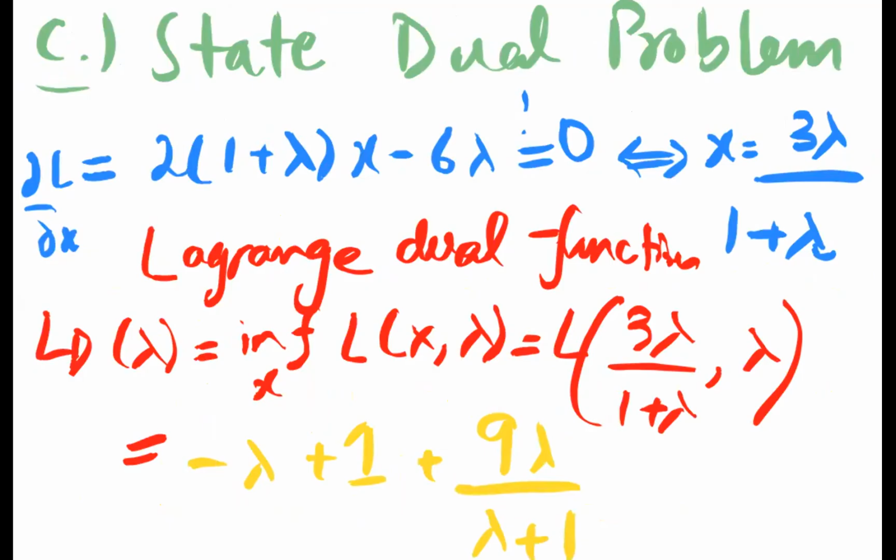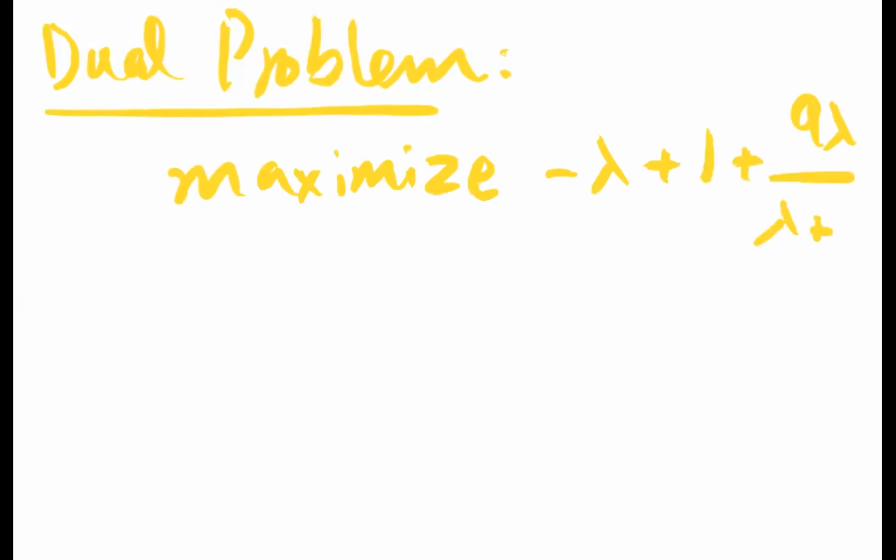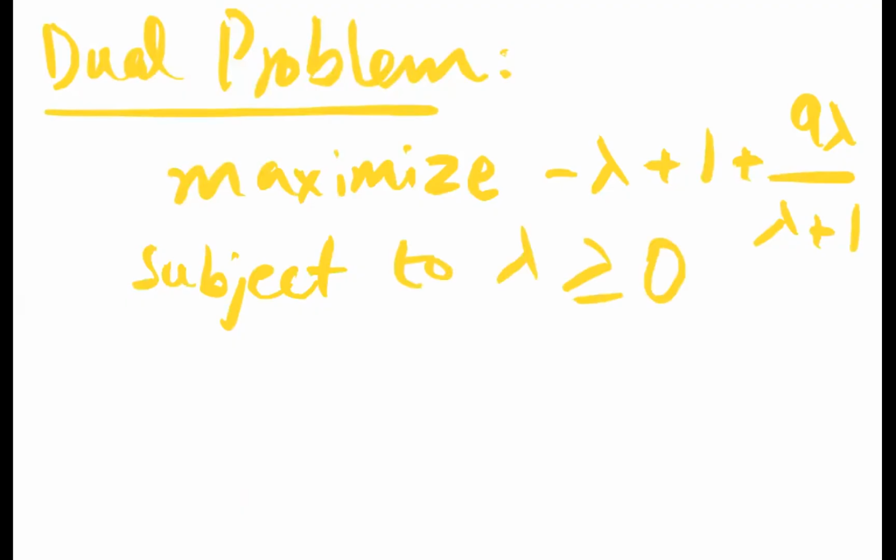So now the dual problem is given by: maximize, because we had the minimization there, so in the dual we would have the maximization, right? Maximize minus lambda plus 1 plus 9 lambda over lambda plus 1, subject to lambda greater than or equal to 0. Everybody is with me?